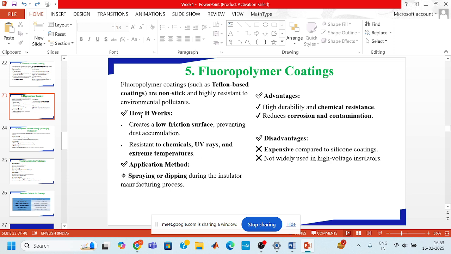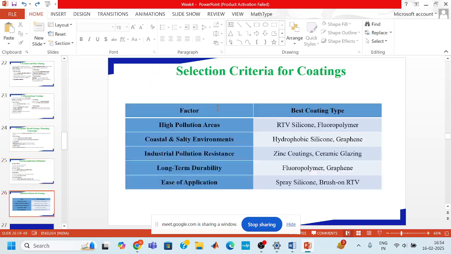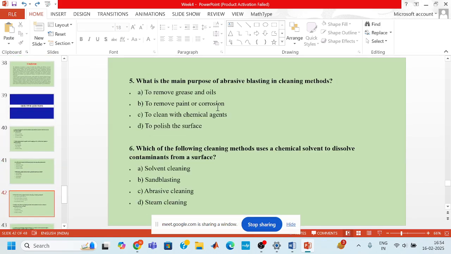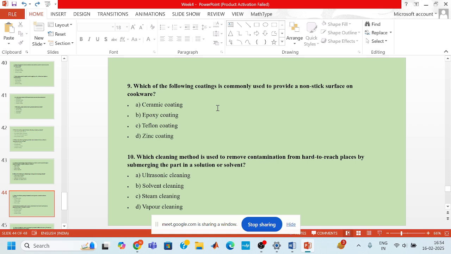Fluoropolymer coatings such as Teflon-based coatings are non-stick and highly resistant to environmental pollutants. The correct option would be what? C, Teflon coating. This coating is commonly used to provide a non-stick surface on cookware.